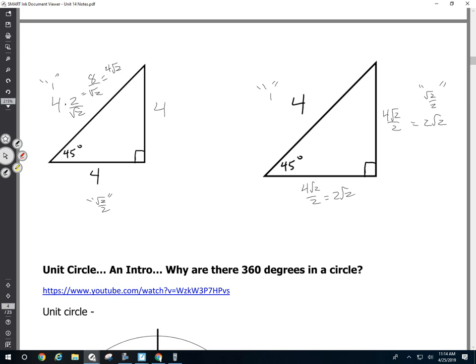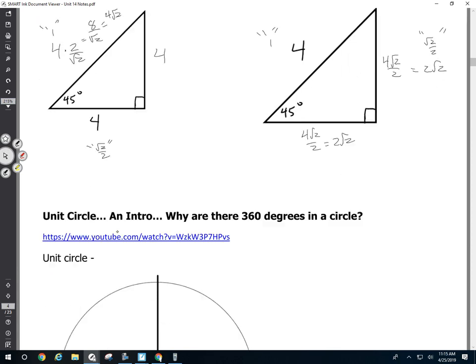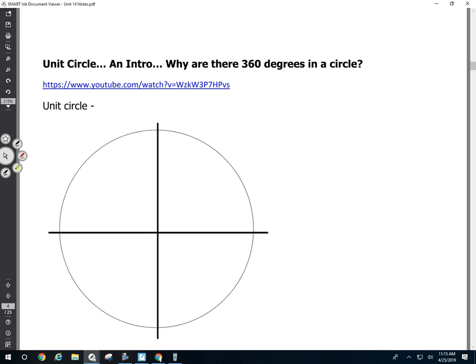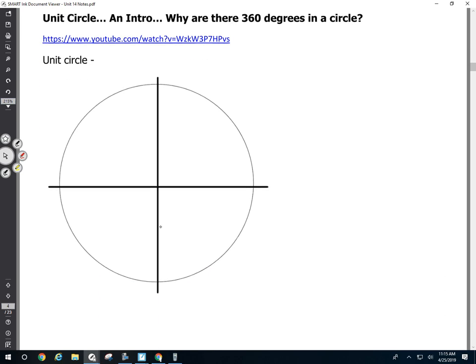We understand them. We are ready to recall the side lengths of a 30, 60, 90 triangle. The shorter leg being 1/2, the longer leg root 3 over 2, the hypotenuse 1. 45, 45, 90, shorter lengths, root 2 over 2. Okay, we're going to change gears and we're going to talk about a circle, a unit circle. What is a unit circle? It's a circle with a radius of 1.